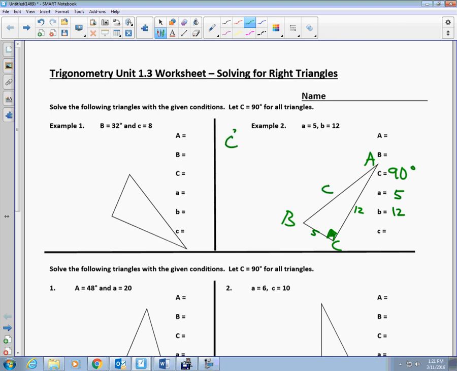So c squared is equal to 5 squared plus 12 squared. Good. So c squared is equal to 25 plus 144. Square both sides. C is 13.